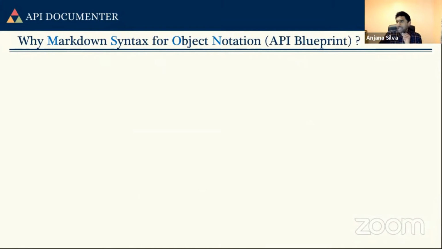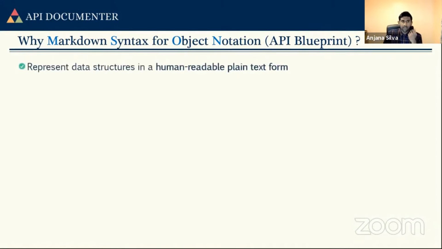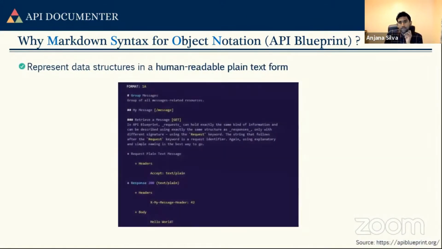So we talked about MSON many times. We mentioned MSON. So what is MSON? MSON is Markdown Syntax for Object Notation, which is a really easy, human-readable plain text representation of data structures. If I bring up a very simple screenshot, it tells you how you would write a basic endpoint like get your messages in the MSON way. This is how you would write it.